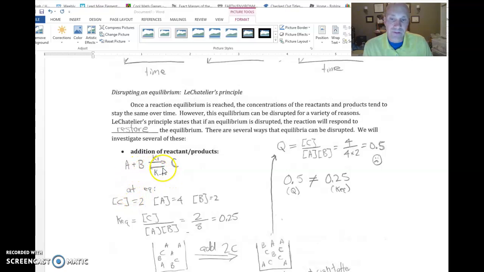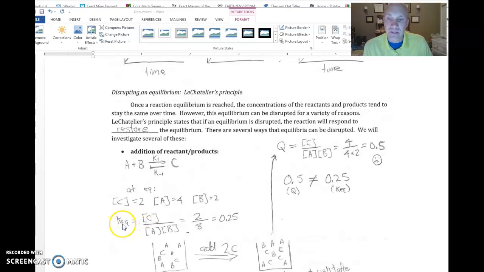So let's say that we've got this reversible reaction, A plus B can make C. This can go either way, and we've defined these rate constants here. At equilibrium, we're just going to say that the concentration of C is 2, A is 4, and B is 2. We can assume that the units are molar, but it doesn't matter here.